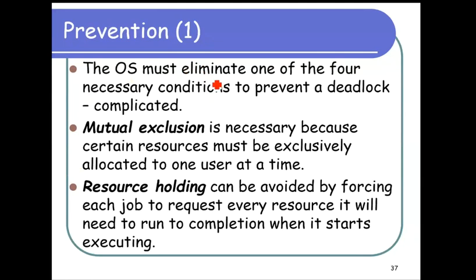So the OS must eliminate one of the four necessary conditions to prevent deadlock: mutual exclusion, resource holding, no preemption, and circular wait. Okay, these four conditions. Eliminate these four conditions to prevent deadlock, which is not easy. It's complicated. Mutual exclusion is necessary because certain resources must be allocated to one user. Remember the example I gave earlier.